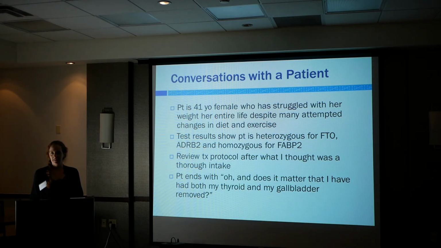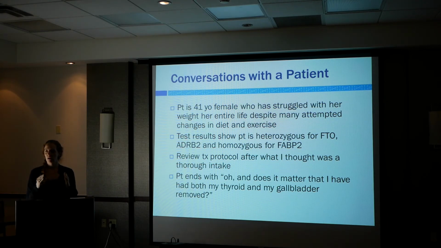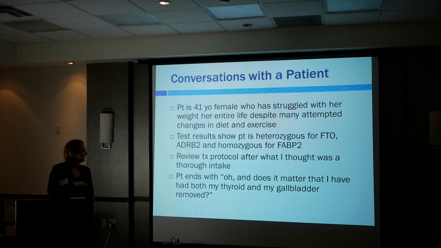And then at the very end of the visit, she says, oh, and does it matter that I had my thyroid removed and I have no gallbladder? So I'm like, yeah, for weight loss, that does matter. That's one of these things where I get into these consultations and I jump in, and I should really be taking the full history first before talking about weight loss. And these things matter. So sometimes you can have no genes that are at risk, but still have obesity because of a lot of different things.